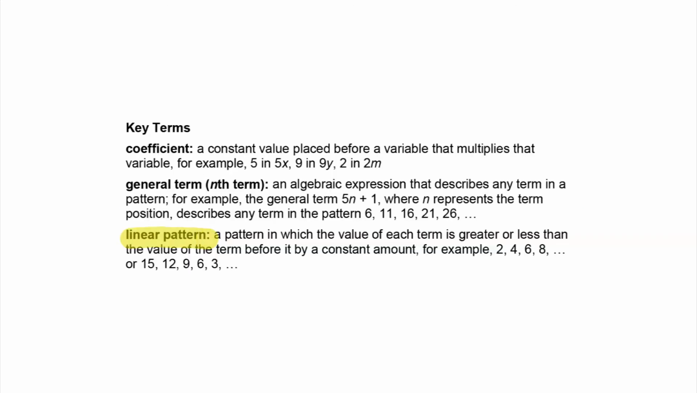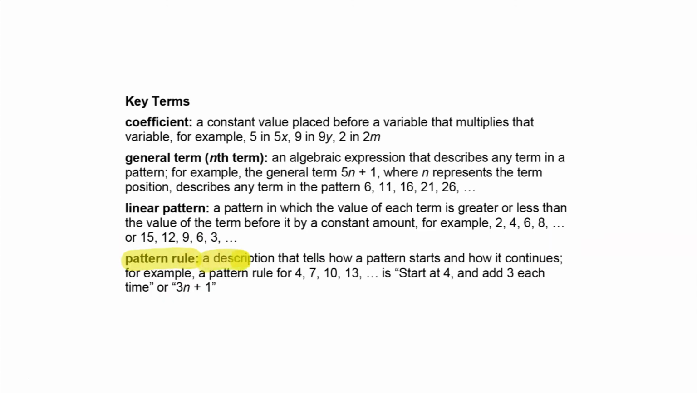Linear pattern. A linear pattern is a pattern in which the value of each term is greater or less than the value of the term before it by a constant amount. For example, 2, 4, 6, 8, or 15, 12, 9, 6, 3 are linear patterns because the gap between each term is constant.